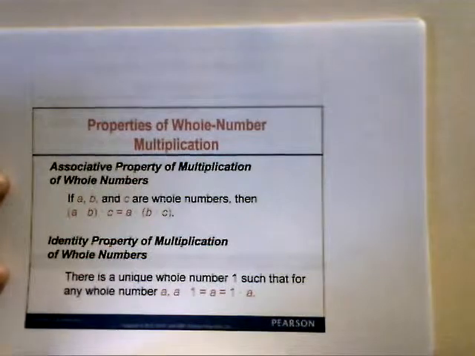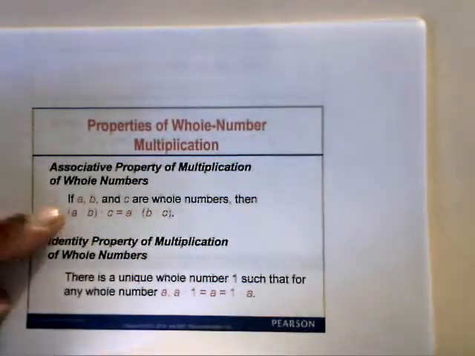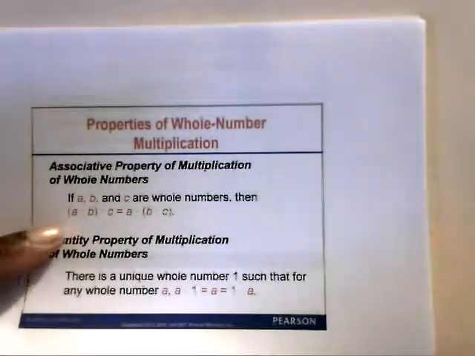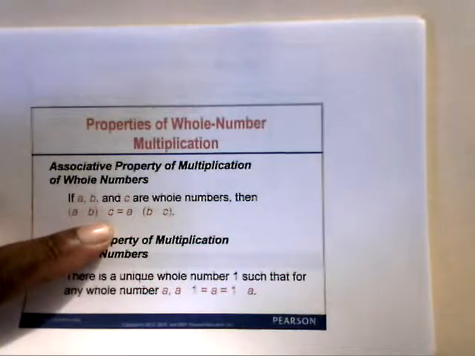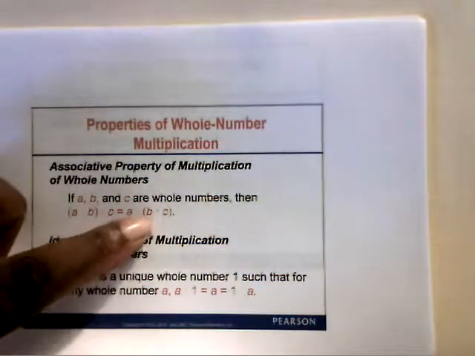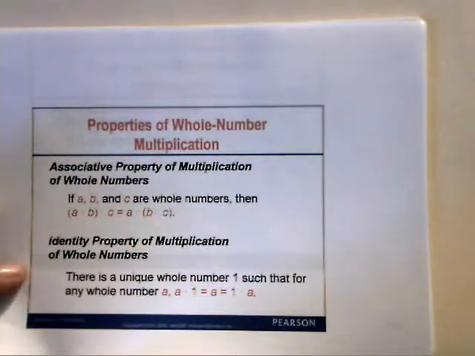The associative property of multiplication of whole numbers is this. The grouping does not matter. If A, B, and C are whole numbers, then if I group A and B together, the product of A and B, and then multiply by C, that's the same as grouping B and C together through multiplication and then taking that multiplied by A. So the grouping does not change the answer.